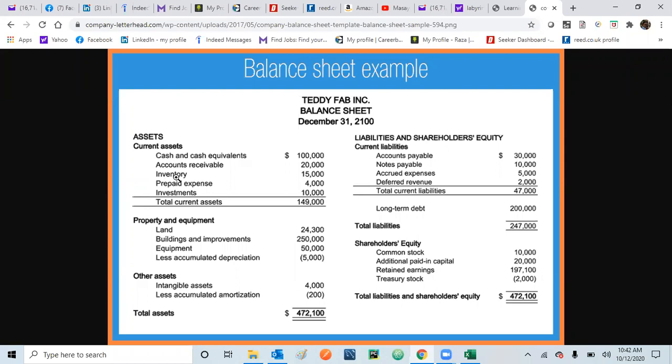So those 10 properties will be part of your inventory, and you will be selling them separately. But if you buy a property for running your own business, that will not be part of your inventory. Those will be part of your fixed assets, which is property and equipment, and you will be putting it here.